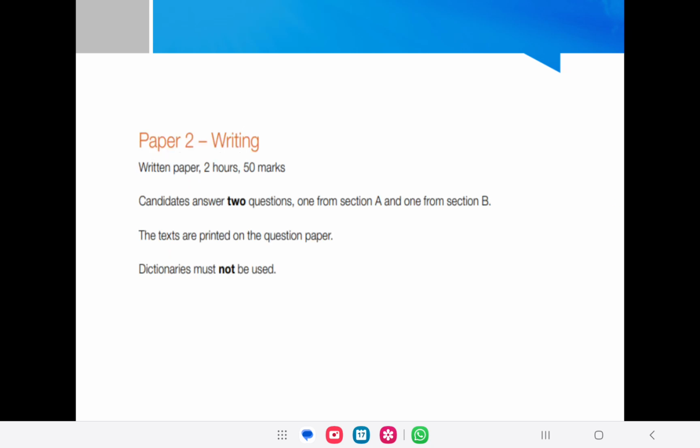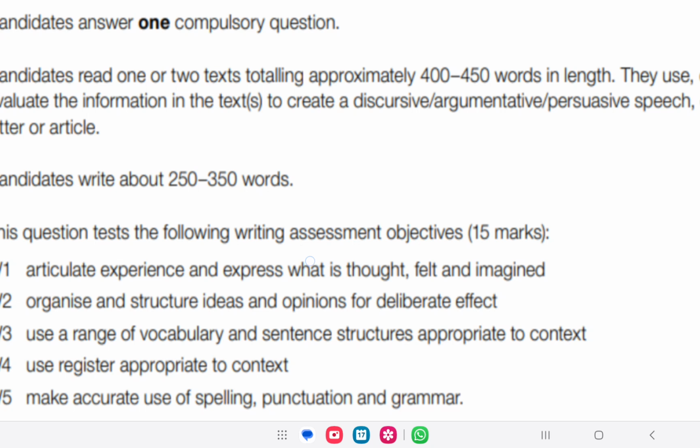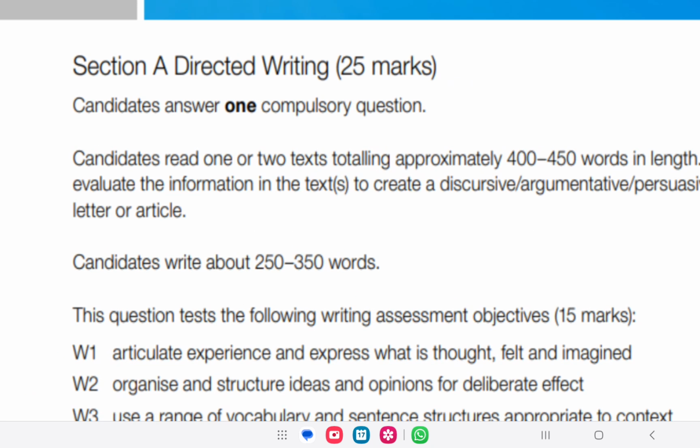Now the next one, paper 2 writing. Written paper 2 hours and 50 marks. You all know. Candidates answer 2 questions, one from section A and one from section B. The texts are printed on the question paper. Dictionaries must not be used. Now this is section A of directed writing task. Look at this. This is section A, that is called directed writing.